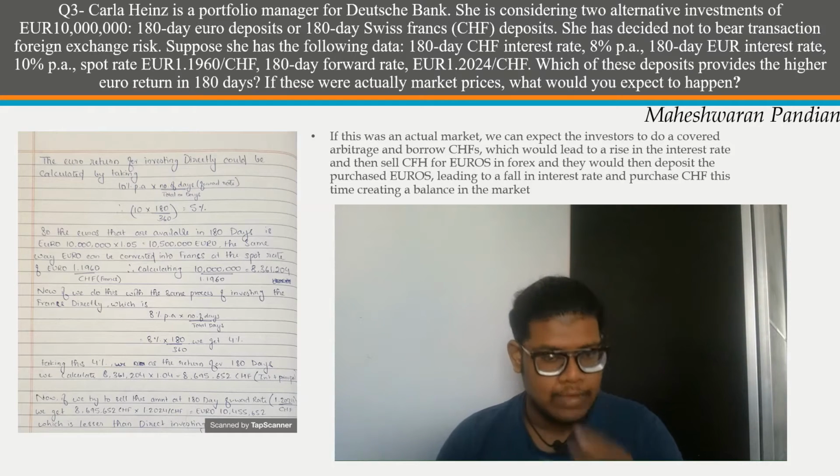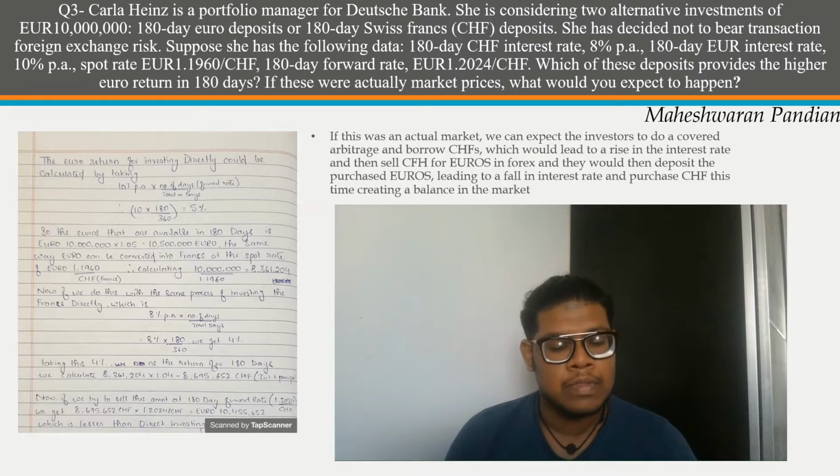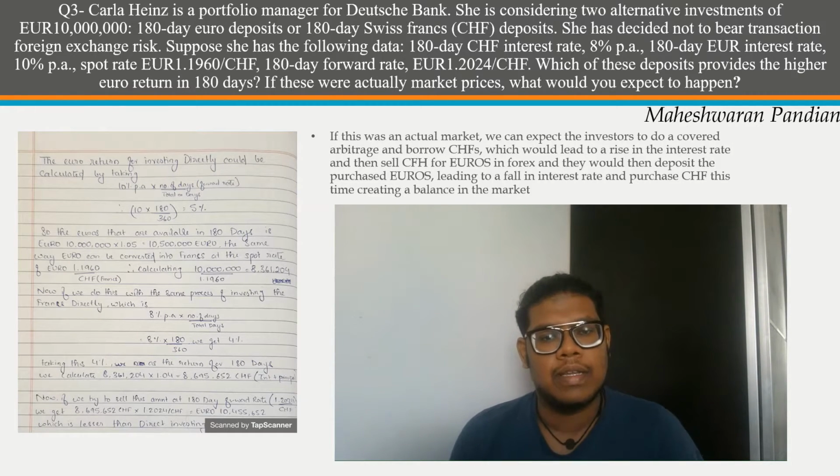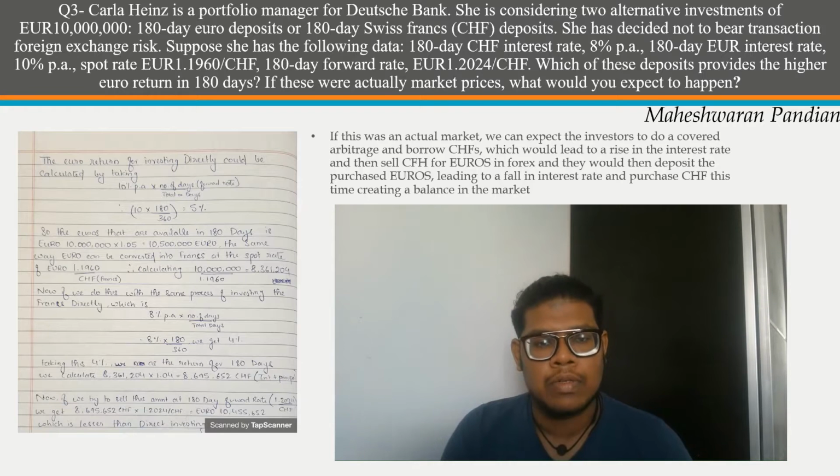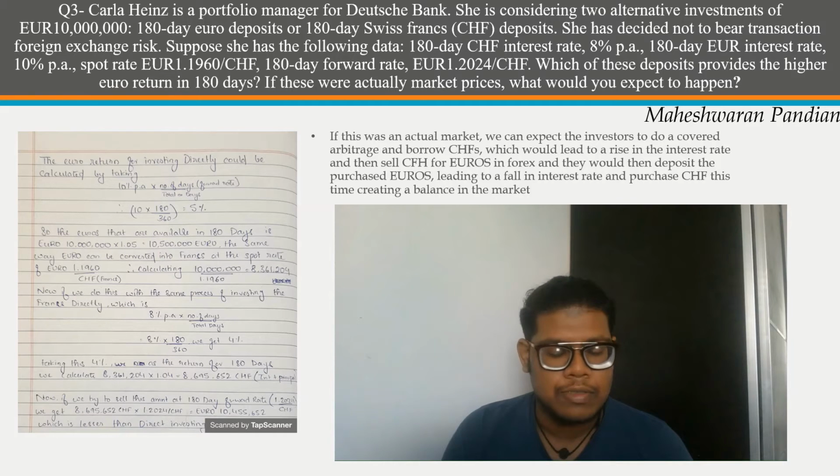So they have asked in the question which investment is better. In order to find that, we can start with the euro return of investing directly, which could be calculated by taking 10% times the number of days that is given, which is 180, divided by the total number of days in a year, that is 360. When you do that, you get 5%. By taking that 5%, we can multiply it with the 10 million euros, getting 10,500,000 euros in 180 days. This would be the investment for 180 days.